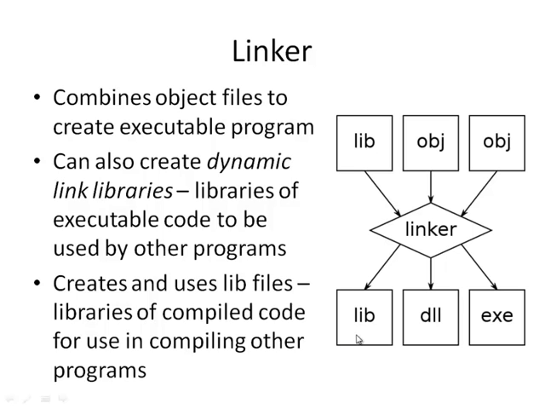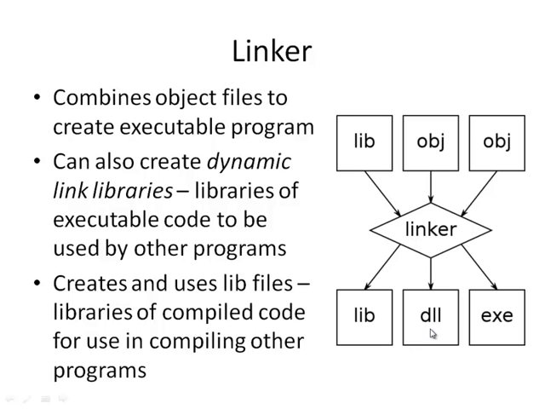So we've compiled our project, but instead of having a program to run, we've created a library file that we can then use in a different project. And the other output type is a dynamic link library. A dynamic link library is basically a library of executable code, again to be used by other programs. So a library file is used as input by the linker when we're compiling another program.